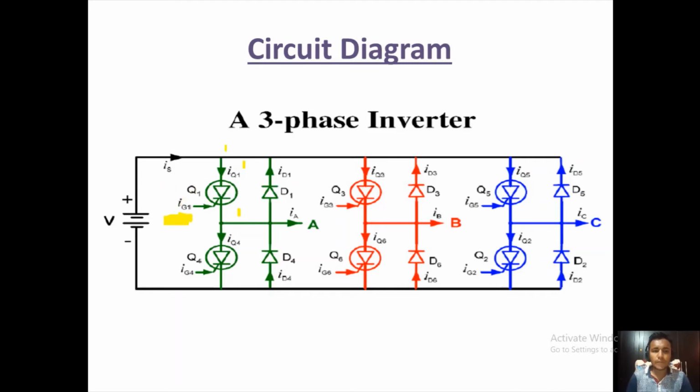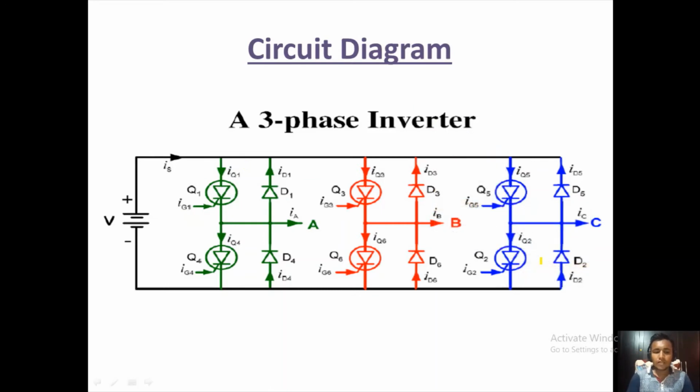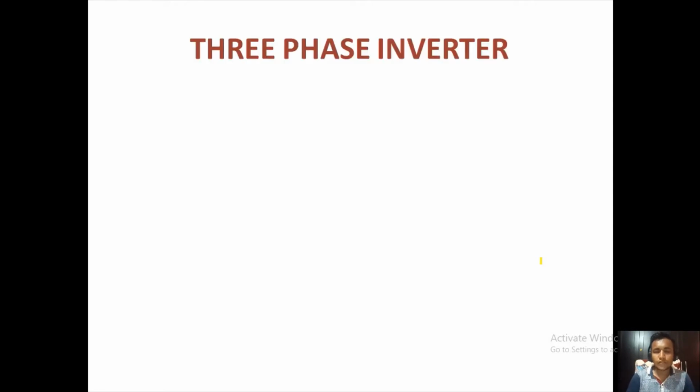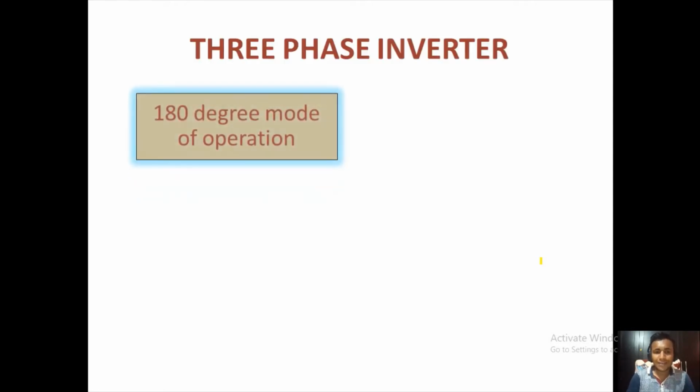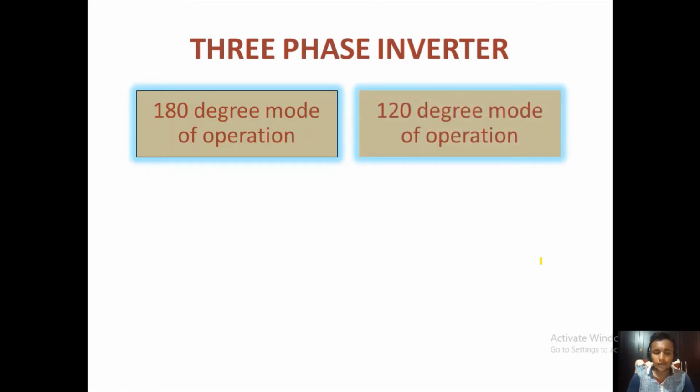So in the third terminal we have to give the control signals. Depending on the types of control signals applied to the thyristor, three-phase inverters can be obtained in two modes of operation. It can be a 180-degree mode of conduction and a 120-degree mode of conduction.